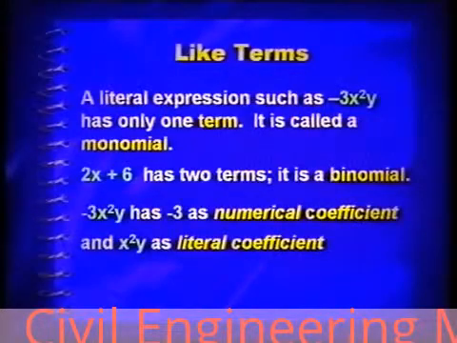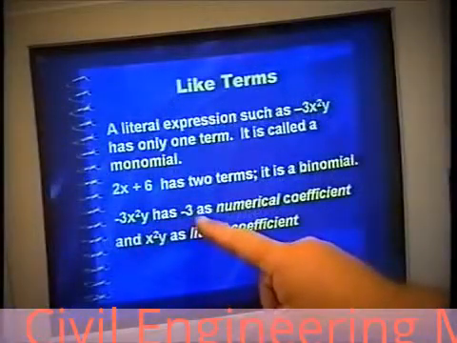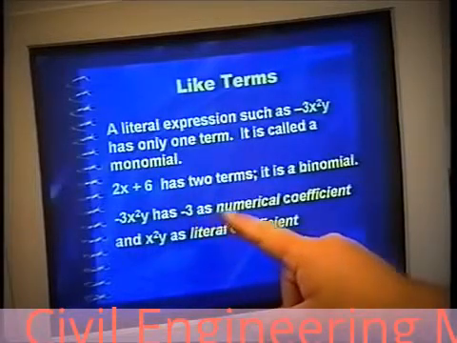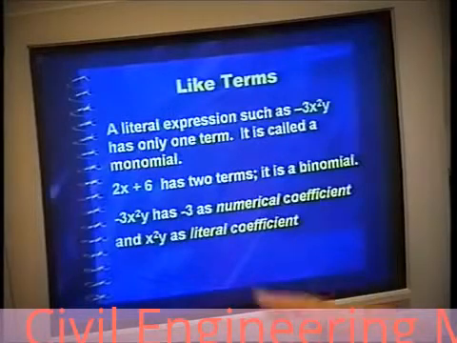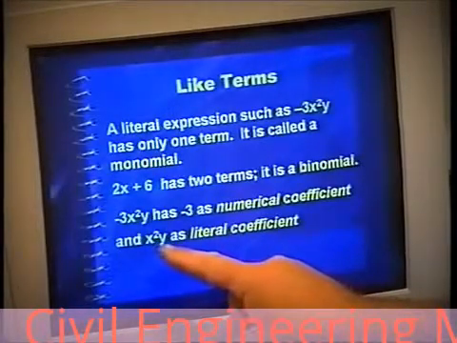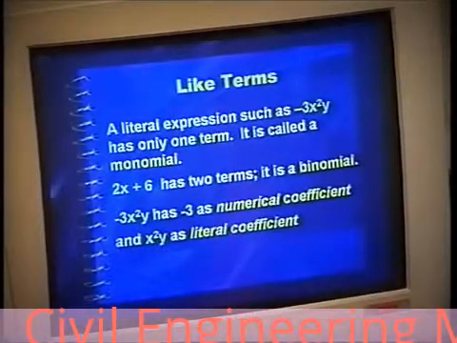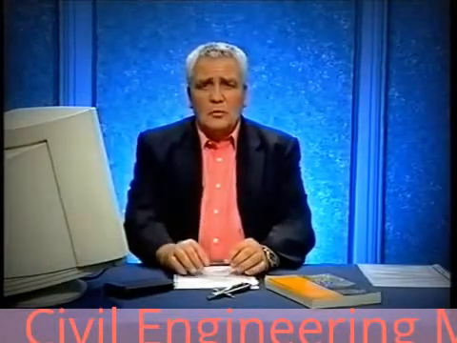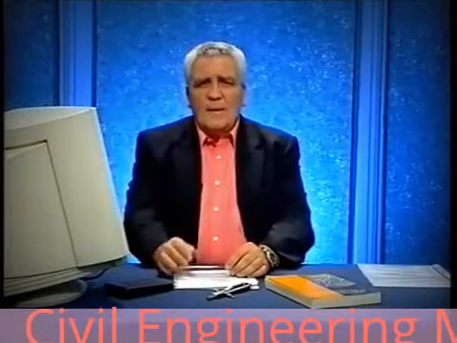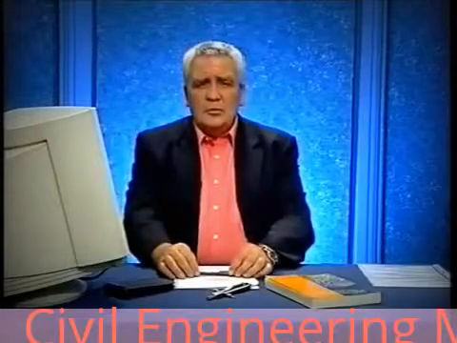Now, an expression such as minus 3x squared y in fact has two parts to it. It's got a numerical coefficient, that negative 3, and it's got a literal coefficient. Now, as soon as the literal coefficient is the same in two expressions, you can talk about like terms. And what we can do with like terms is to add and subtract. In fact, that is the golden rule of algebra. Only like terms can be added or subtracted.